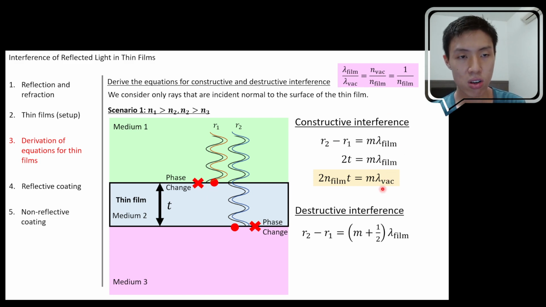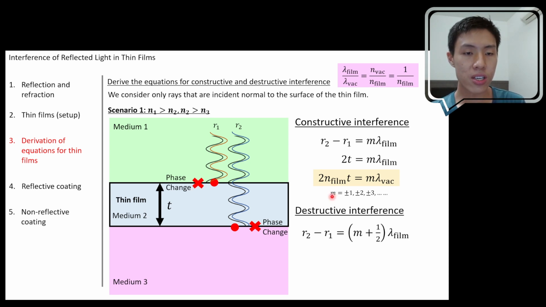So this is the constructive interference. The idea is if you have a thin film with a particular thickness, and 2nt actually equals an integer multiple of the wavelength that you shine onto the thin film, then the light will get reflected strongly because it will constructively interfere.